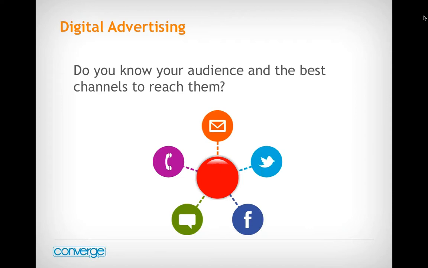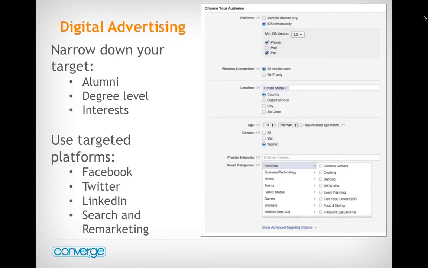Digital advertising, the second question here: do you know your audience and the best channels to reach them? Obviously, if you're trying to recruit adult students coming back, you're probably not going to try to recruit them on Snapchat. Maybe you are, but most likely you're not. Just as if you're trying to recruit somebody who has a certain degree level, say to come back for an MBA, you want to find the place that you can easily target people who have the degree level that you need to reach.